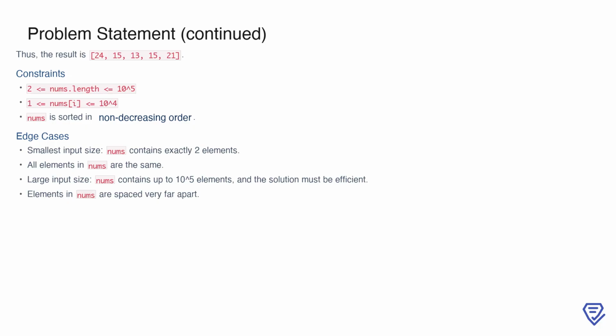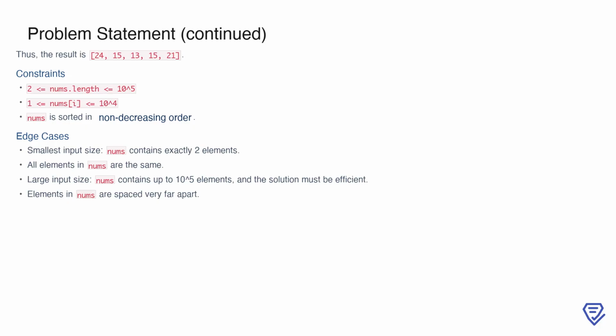The problem also comes with several constraints to consider. The array nums will always have at least 2 elements and at most 100,000 elements, and all values in nums will be between 1 and 10,000. Additionally, since nums is already sorted in non-decreasing order, we can take advantage of this property to optimize our solution. Some edge cases to consider include scenarios where nums contains only 2 elements, or all elements are identical, or where the input size is at its maximum limit. Furthermore, when the elements of nums are very far apart, we must ensure our solution handles the large differences efficiently without unnecessary computations.